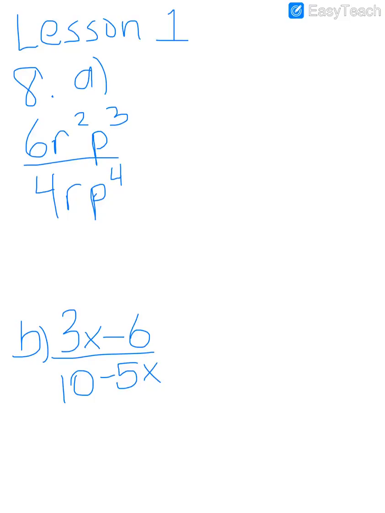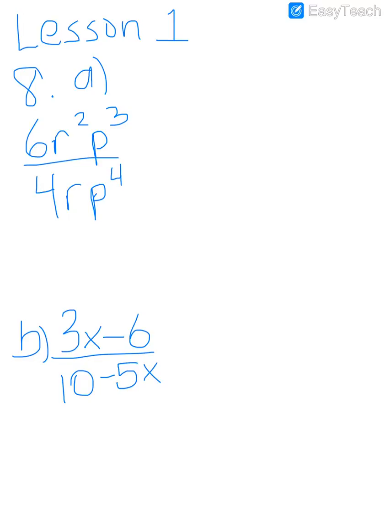Here's a couple questions from the Lesson 1 note package. These were the textbook questions that were attached at the end of the note package. Question 8a is 6r squared p to the 3 over 4r p to the 4.